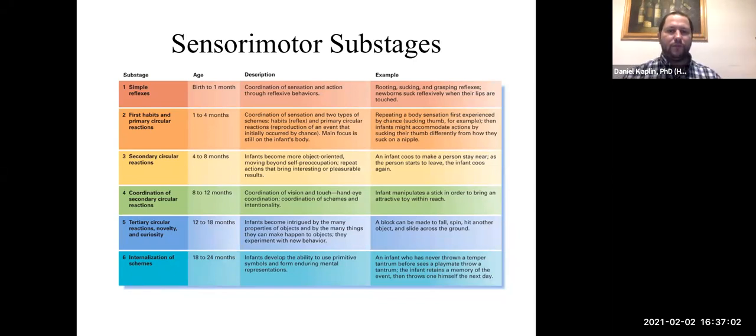Now, tertiary reactions are using novel outcomes with 2 or more secondary reactions. So they're becoming more intrigued about the properties of objects and trying to create novel reactions. So something like a dropping response, they might learn that if they have a different release point, they can launch the sippy cup.